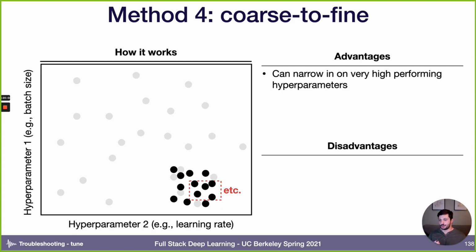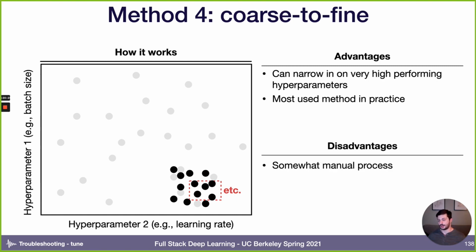And then you can keep doing this indefinitely. The advantage of this is that you can get really good performance doing this, and you can narrow in on very high performing hyperparameters. In practice, I think this is a really commonly used method. Maybe these days, automatic Bayesian hyperparameter optimization techniques are potentially catching up to this, but this is an easy one to implement and do in practice.